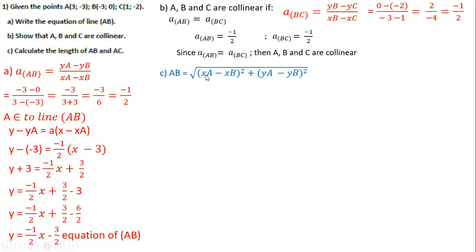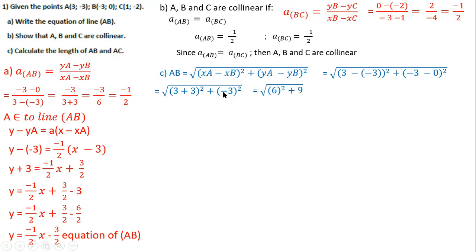Now, let us replace XA by 3, XB by -3, YA we replace by -3, YB we replace by 0. After replacing, negative and negative becomes positive. So 3 plus 3, all of it squared. -3 minus 0 is -3. Now 3 plus 3 is 6, all of it squared. -3 squared is 9. 6 squared is 36. Plus 9, it is 45.